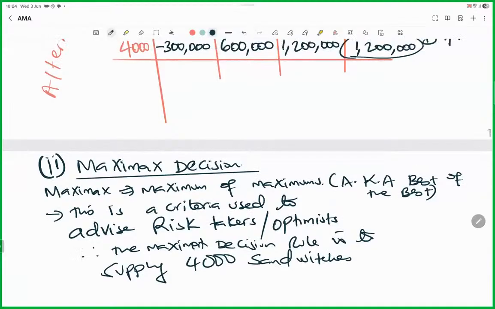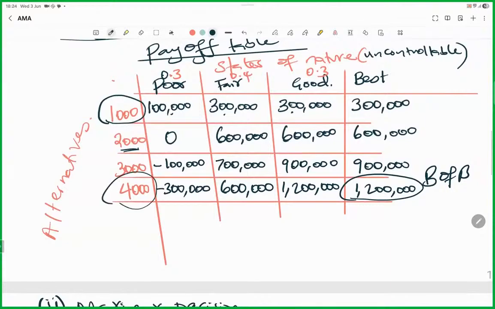To supply these 4,000, the one that corresponds to the best of the best. So I hope that is clear. And I hope now I can go back to my Roman 1, where I get to do what we call maximin.